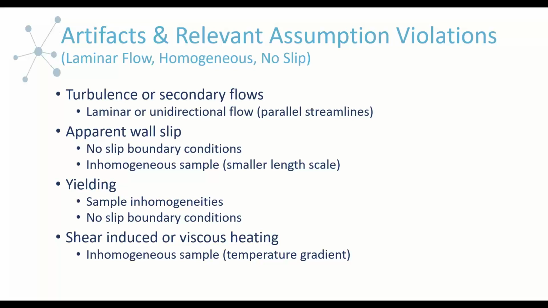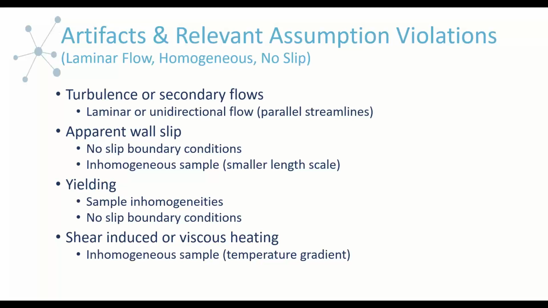Apparent wall slip actually has two assumptions that we're violating. First off, what can happen when you have this apparent wall slip is it is technically an inhomogeneity. It's just on a smaller length scale than you're used to thinking, and it's really specific to the boundary area. This inhomogeneity in the sample is going to be common when you have larger length scale objects. So you won't see apparent wall slip if you're just measuring the viscosity of a simple solvent or buffer, because these are very tiny molecules.